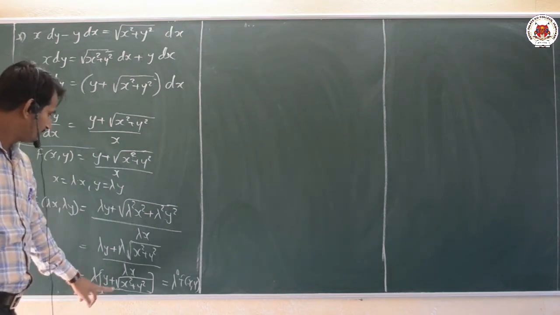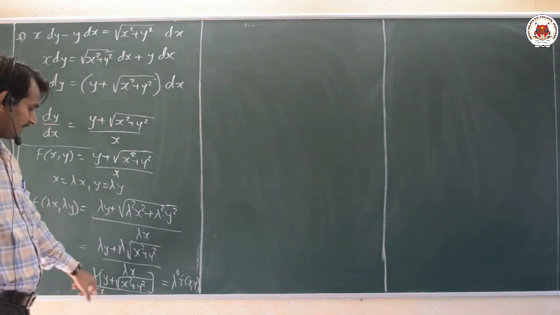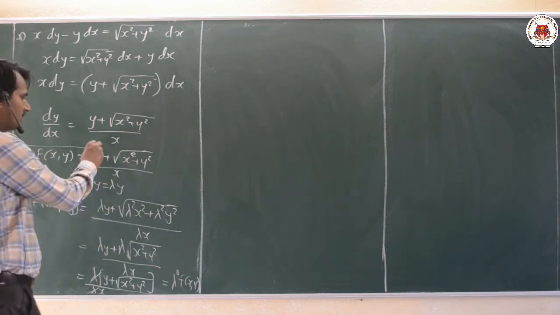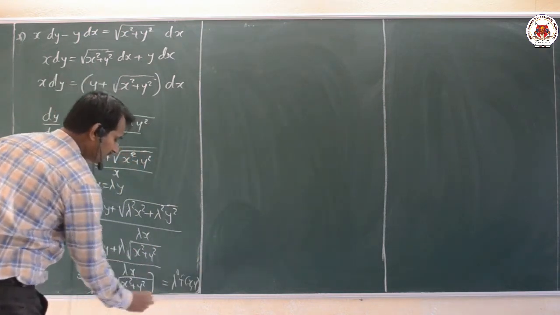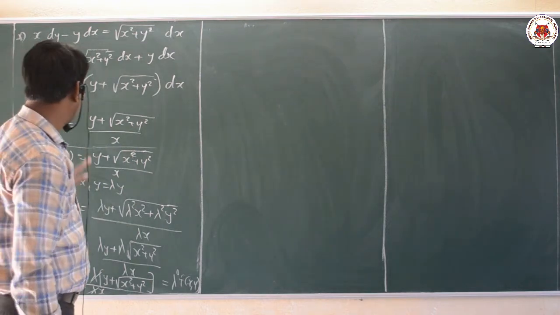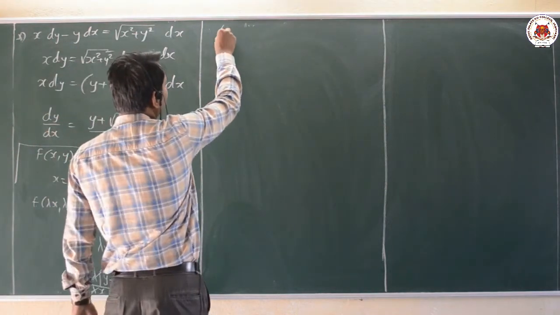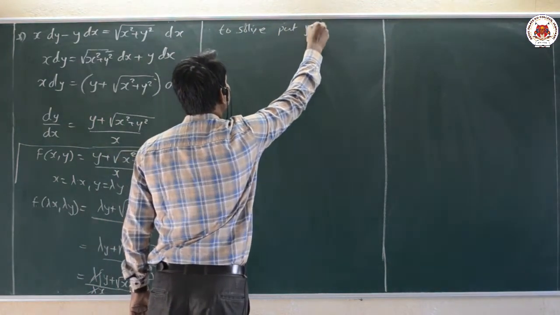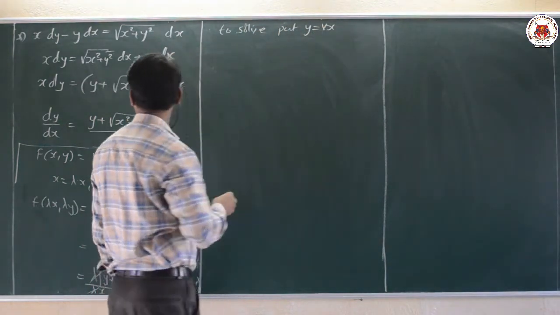So here both these values will be the same, except lambda raised to 0, which means it is a homogeneous function of degree 0. Now we shall solve it. To solve, put y equal to vx.